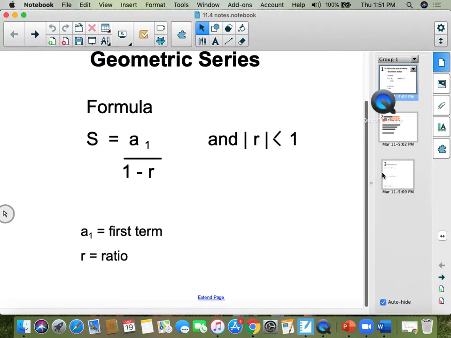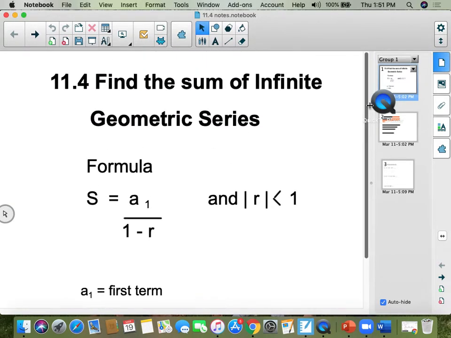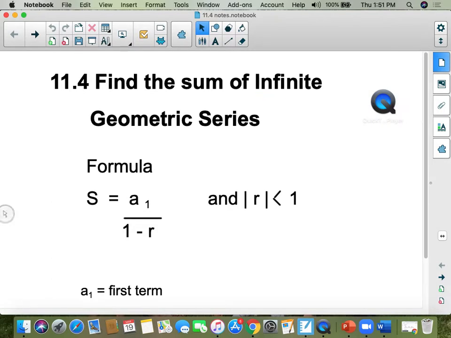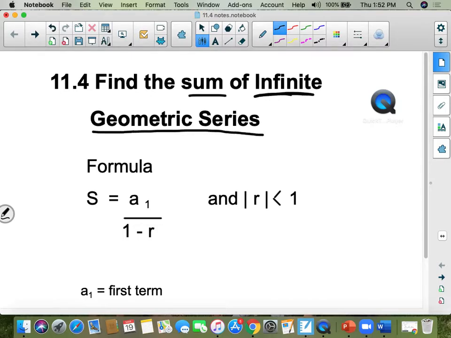Okay, today's lesson is only 3 templates long. How do you find the sum? We're going to find the sum of an infinite geometric series. Think about what I just said right there. Find the sum of an infinite geometric series. How do you find the sum if it's infinite? Infinite means it goes on and on and on forever. I'll show you how you can find the sum of an infinite geometric series.